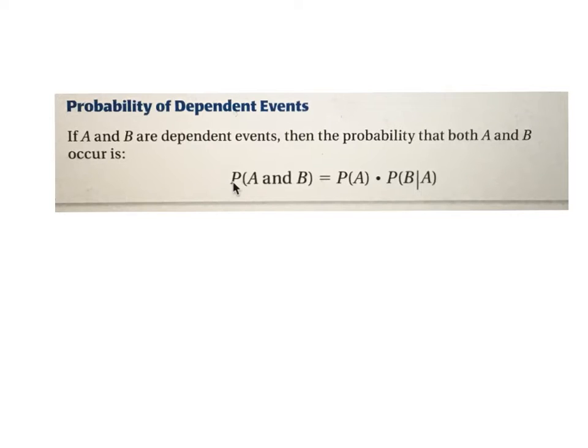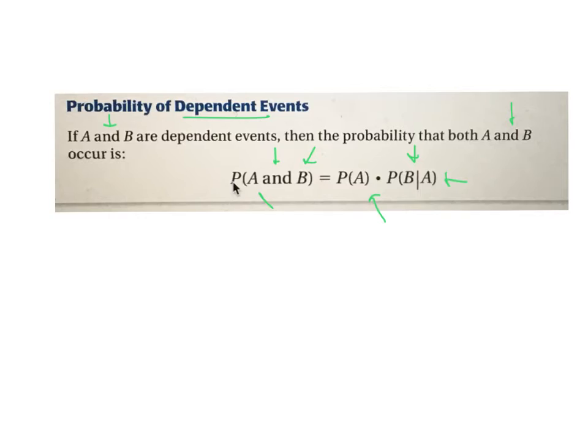Notice the word and is back with us. If the word and is with us, automatically means we're going to multiply. And we did that yesterday. The difference today is they're going to be dependent, which means something has happened to affect B, which means it's conditional. So what you do is you do probability of A, the first event, times probability of B, given that A has already occurred. So it's going to change the probability of B just a little bit because A has already happened.